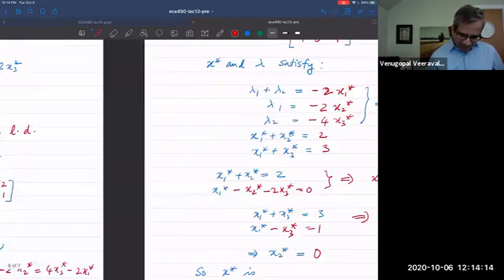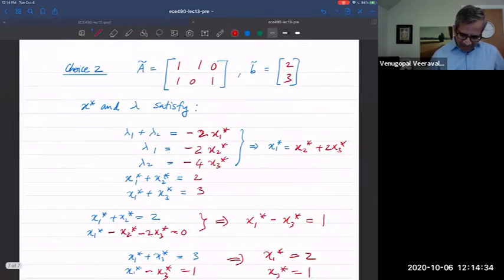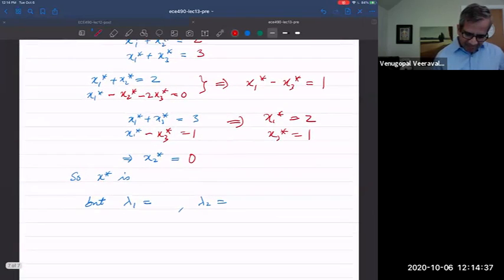So let's go back to the previous page. The solution was x3 star is 1, x2 star is 0, x1 star is 2. So basically x star is (2, 0, 1) transpose, and we get the same thing here. So it's the same as in choice 1.